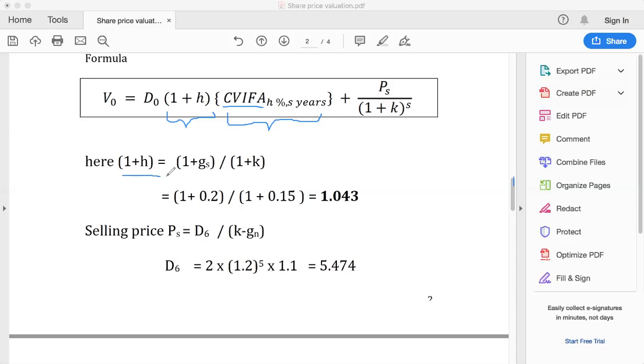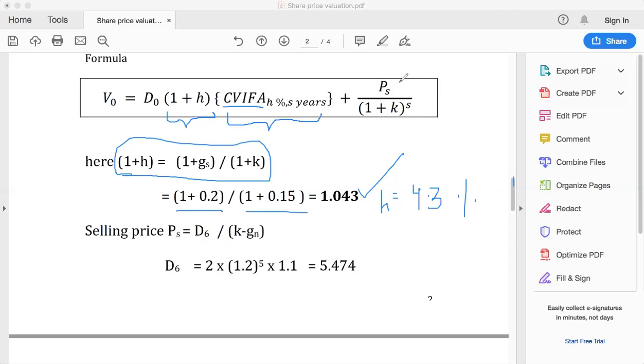So 1 plus h is again given by this formula, right? So apart from this V0 formula, you have to keep in mind this 1 plus h formula, which is 1 plus the supernormal growth rate divided by 1 plus the market discount rate. So this is growing at 20% initially for 5 years, divided by the 15% market discount rate, and lo, you get 1 plus h. And needless to say, h here is nothing but 4.3%. If 1 plus h is 1.043, then h is 4.3%. Now, this particular part we can handle.